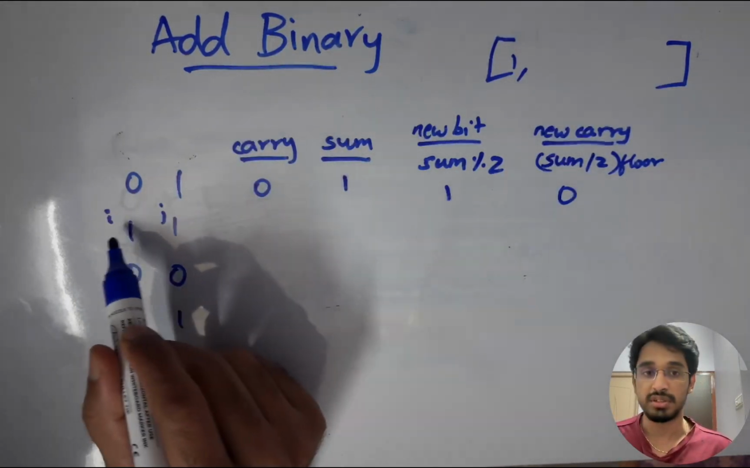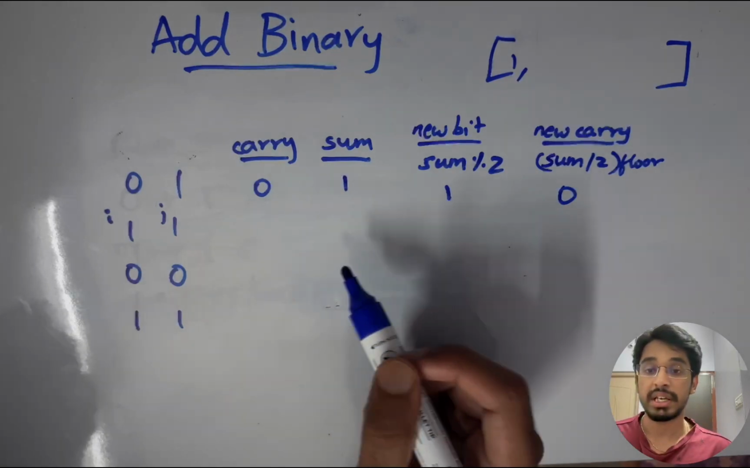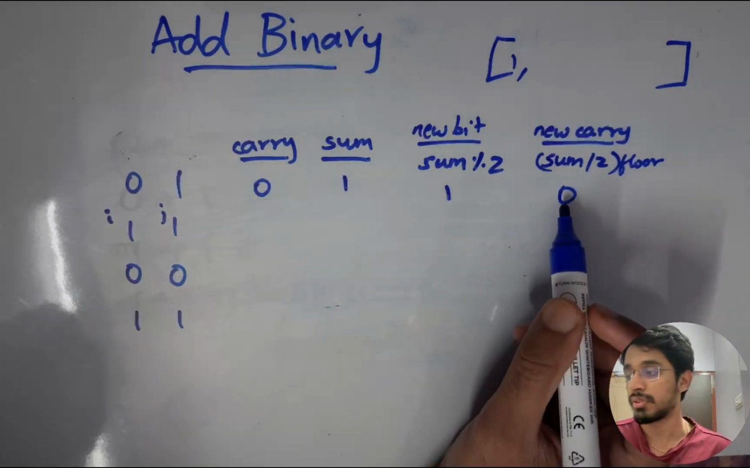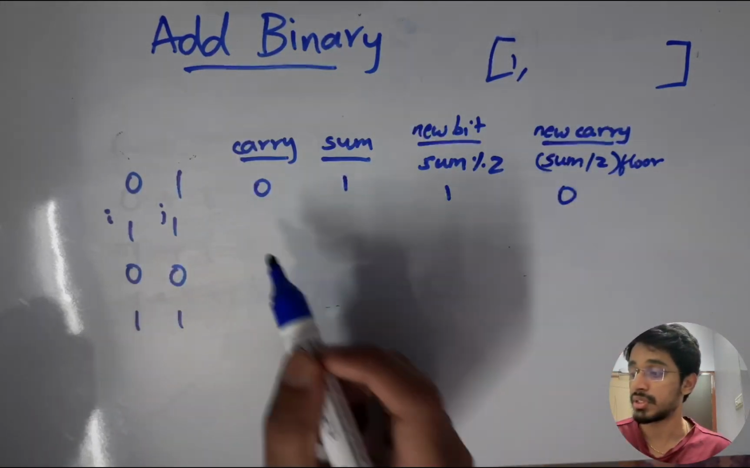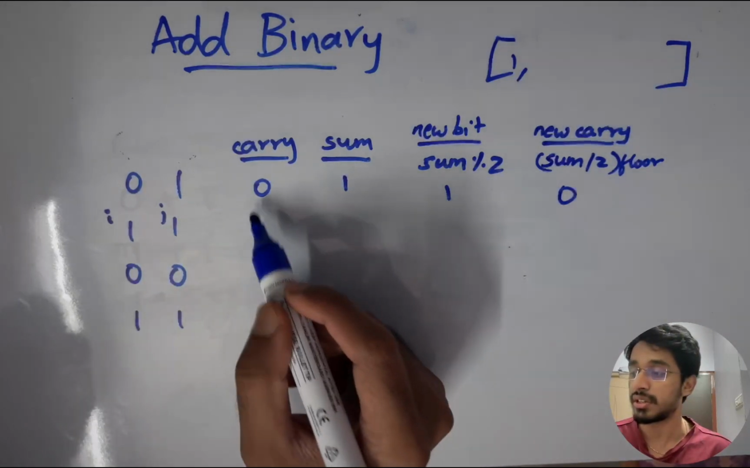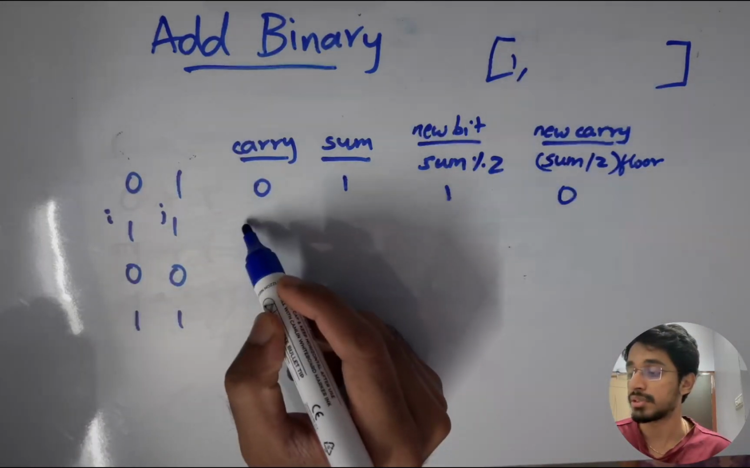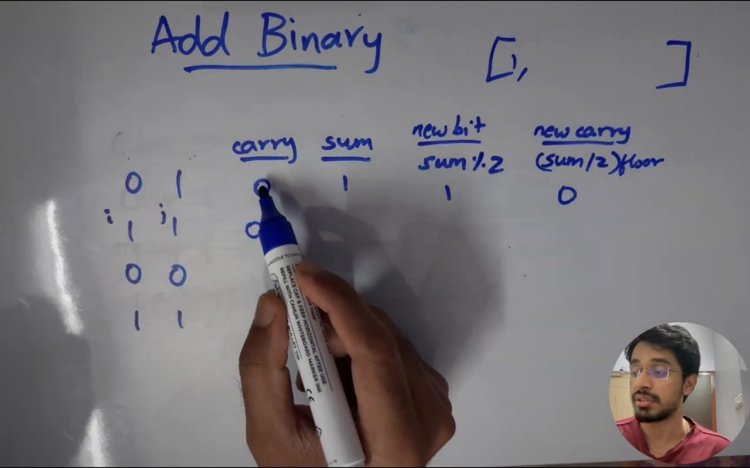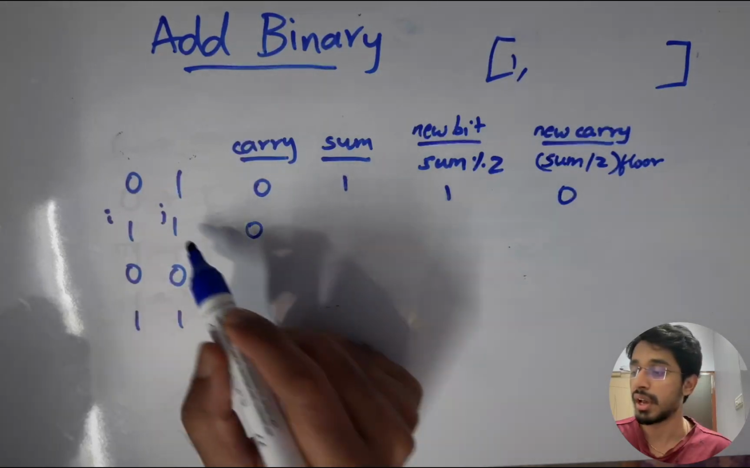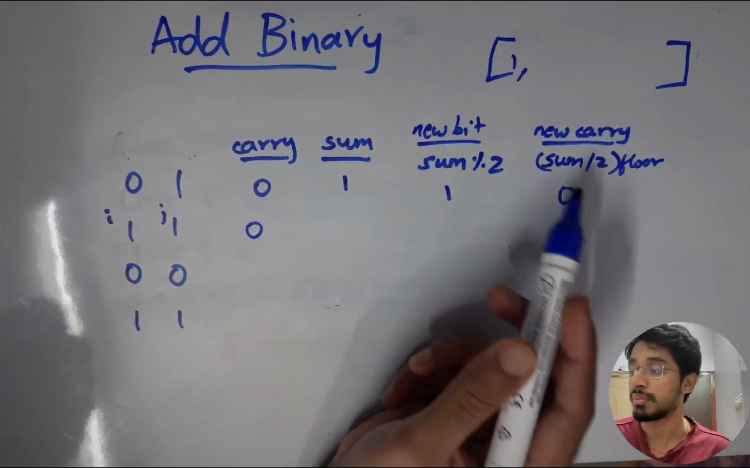I hope this is not confusing you. Whatever carry we had previously, which was 0 for the first iteration, we just need to carry that to the second iteration as well. So the carry here becomes 0. Initially it will be 0 for the first iteration, and then for the second iteration it will be the value of the previous one, that is 0.